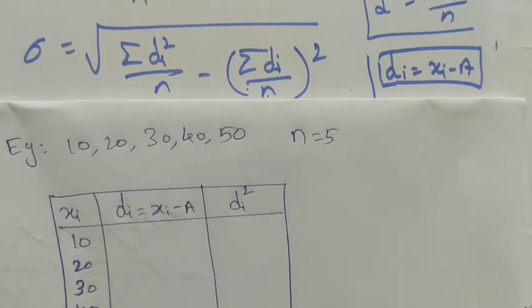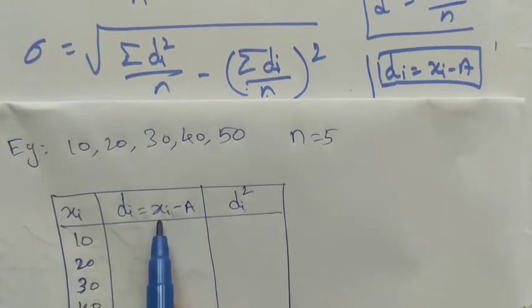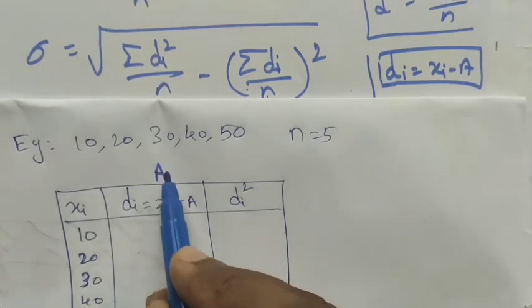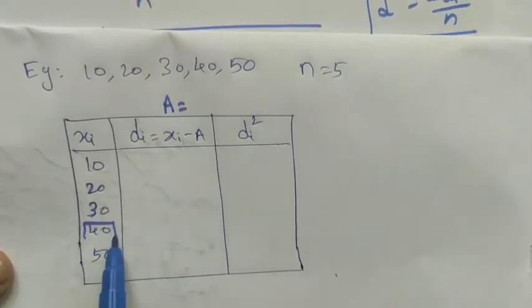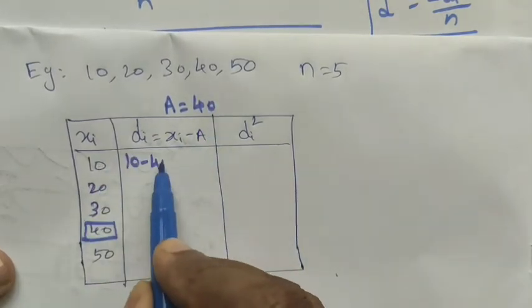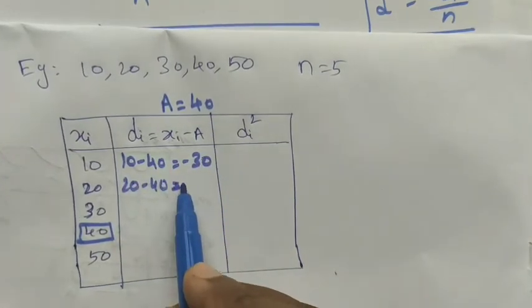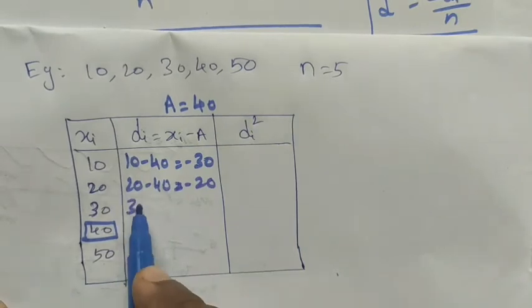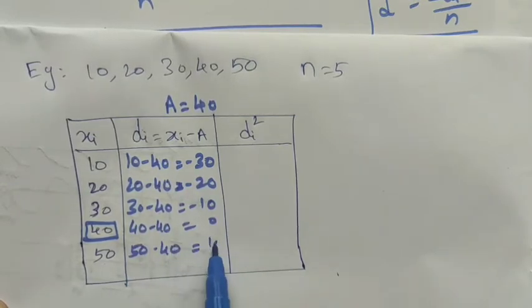This method is very easy: a longer data set can be reduced into a very simple form. Here the deviation d is equal to xi minus a. Here a is the assumed value, our own value. We can choose any one of the numbers. If I choose 40 as the assumed value, then 10 minus 40 is equal to minus 30. Then 20 minus 40 is minus 20. Then 30 minus 40 is minus 10. And then 40 minus 40 is 0. Then 50 minus 40 is 10.